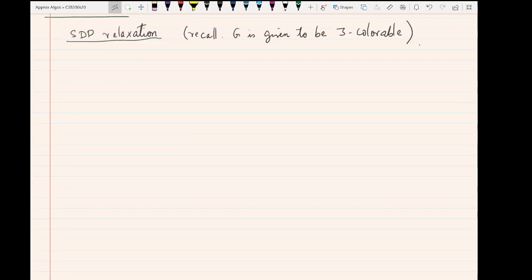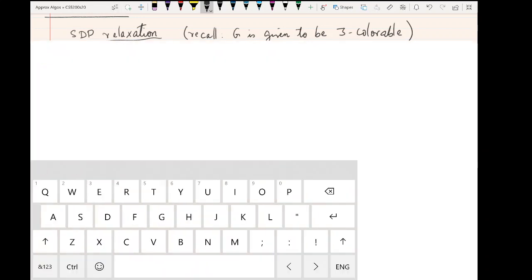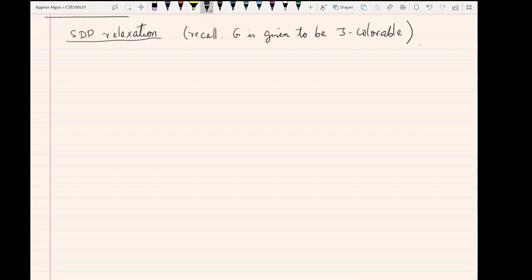So we'll write the SDP relaxation for the problem, not with the idea of minimizing the number of colors required to color the graph, rather using the fact that we want to actually find an exact 3 coloring of the graph. Okay, so the actual writing of the SDP will be slightly different from what you have seen before. That is, we won't start with a quadratic form and then try to relax that into a vector form. Rather, we're going to directly go into a vector form.